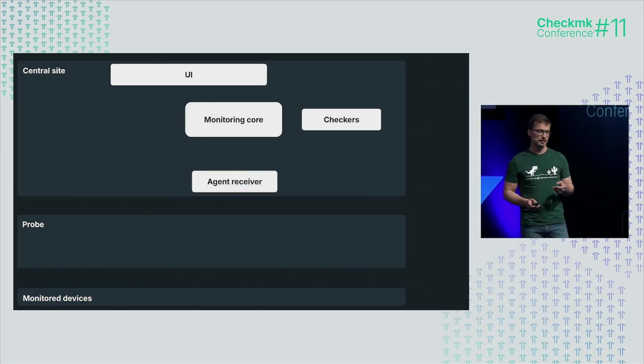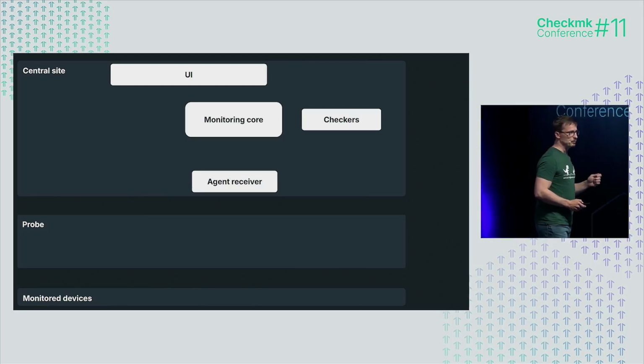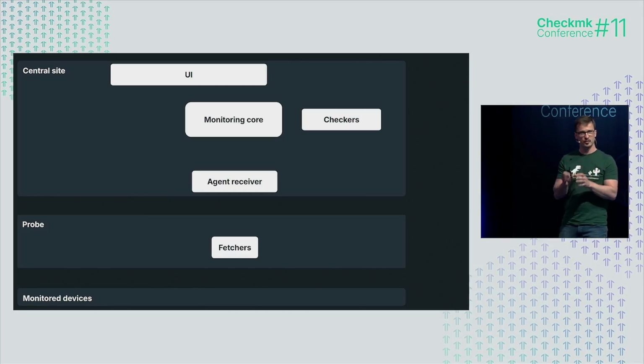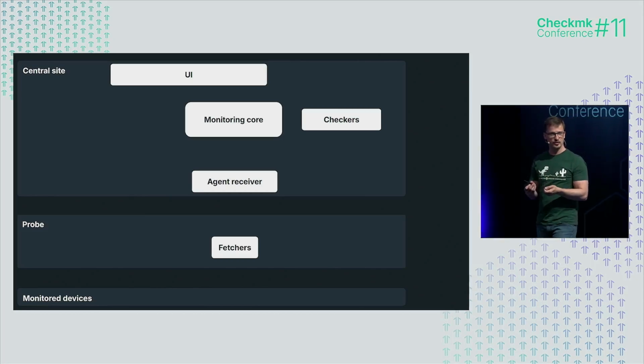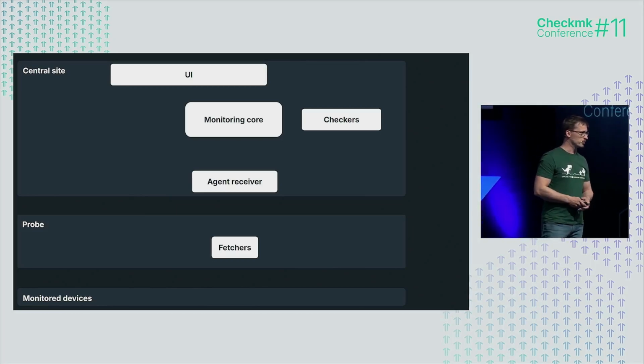The UI, the monitoring core, checkers, agent receivers. And we will move the fetchers into the probe. So taking something that is already there, the fetching engine with all the SNMP stuff and so on, the complex machinery that enables us to contact all the monitored devices, move it into the probe, and extend it with a new component, the scheduler, which takes over some of the work that the monitoring core typically does.